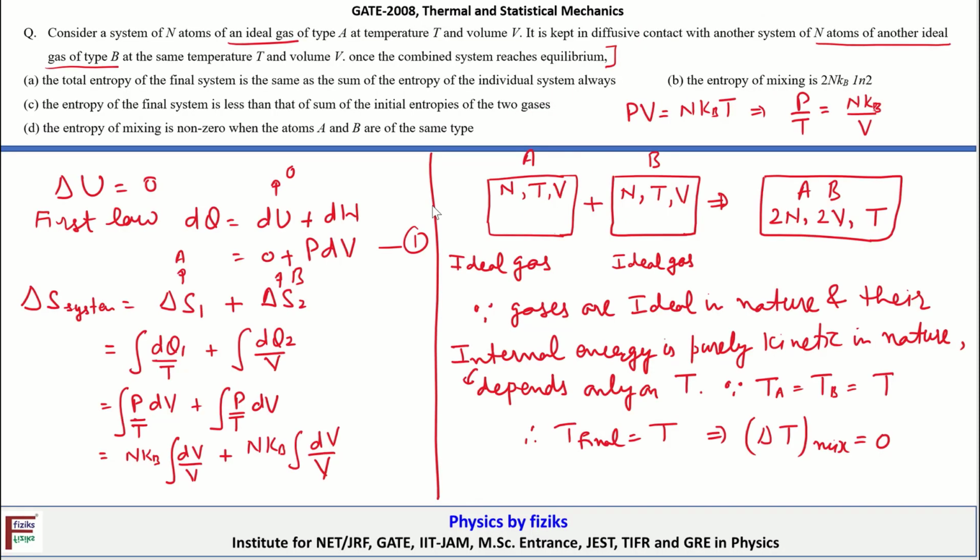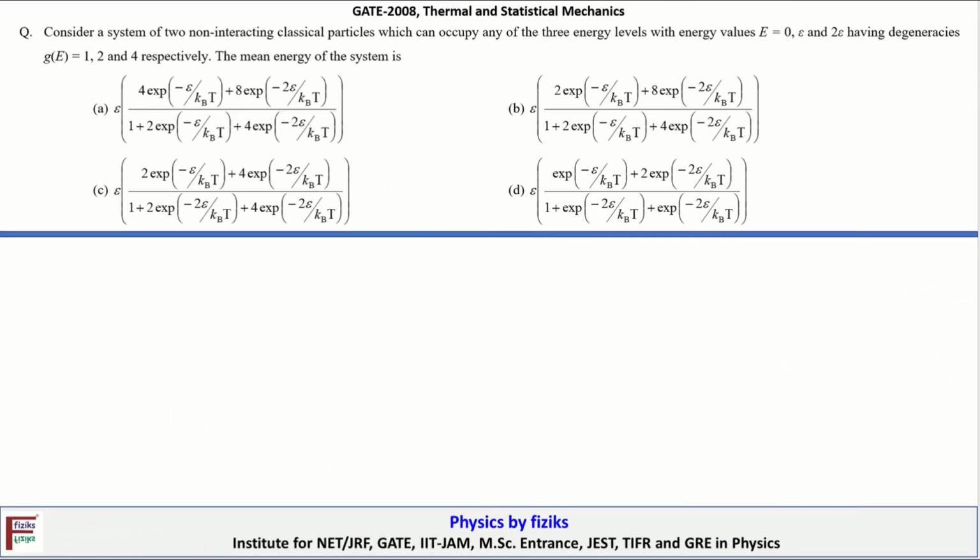So we notice that it's option B that matches with our result. Therefore option B is the correct one. Let's continue with the next problem.